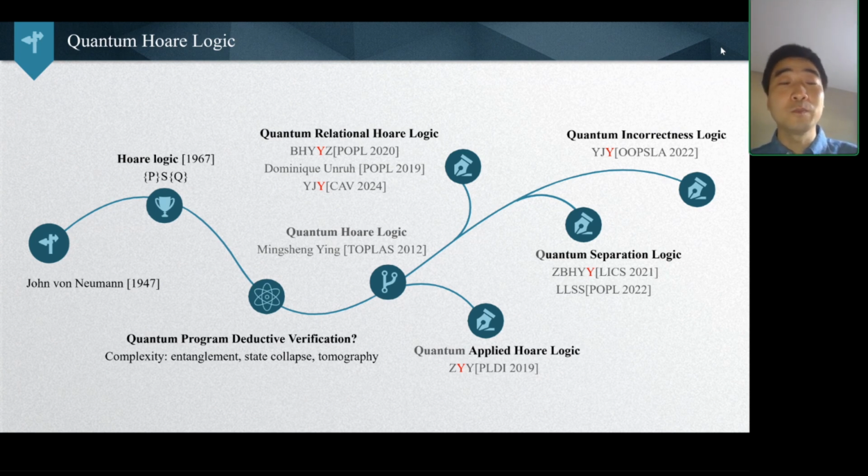And as quantum computing became hot, people started to think about quantum program verification, and there are a lot of works. Notably, from my point of view, we start from Mingshen's quantum Hoare logic, and then there is quantum applied Hoare logic, which is a simplified version of Mingshen's quantum Hoare logic, and also quantum relational Hoare logic, quantum separation logic, and incorrectness logic.